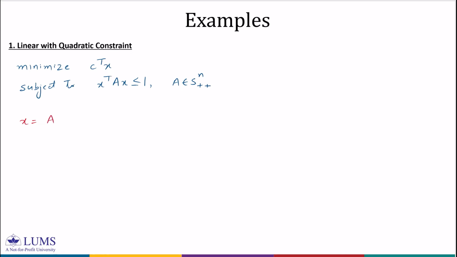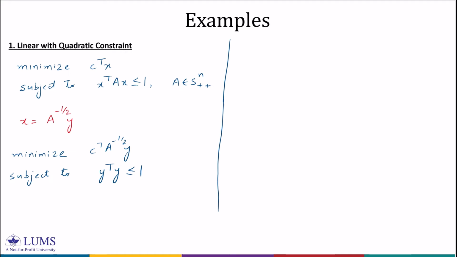X is equal to A minus 1 by 2 y. If we carry out this simple substitution, we can rewrite the optimization problem as minimize c transpose A minus 1 by 2 y subject to y transpose y less than or equal to 1. So now we have a very simple problem in hand, that we want to minimize a linear function and we want to find y, and y can be anything that's inside the Euclidean ball, because this constraint represents a Euclidean ball, or in fact a unit norm ball.